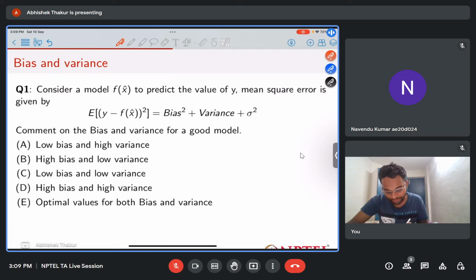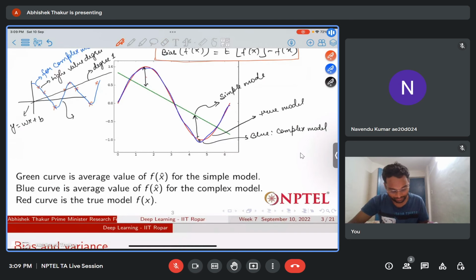Option A is low bias and high variance. This is a wrong option because we don't require high variance. Option B is high bias and low variance. Here also we don't require high bias. So these two are wrong options. Then, low bias and low variance.